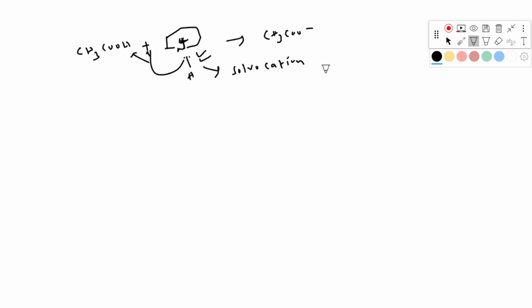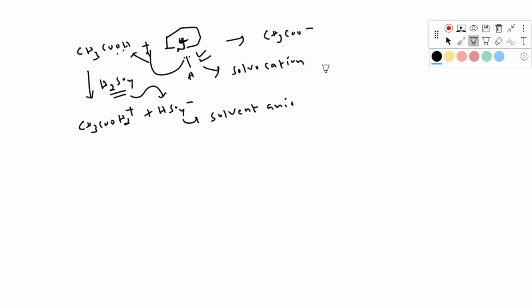Next, suppose the same CH3COOH reacts with H2SO4. What happens? It will give H+. This oxygen lone pair takes this H+. So CH3COOH2+ plus HSO4-. Okay, this solvent is becoming anion. That means this one is solvo anion. Okay.